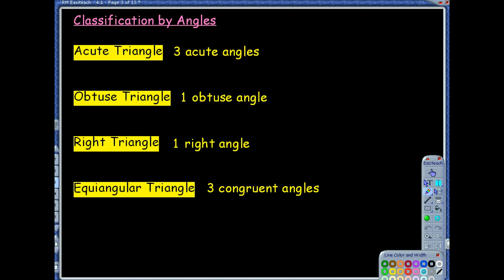Now, the other type of classification, this is classifying triangles. We can classify by angles as well. Notice there are 4 ways we can do that. The first one is an acute triangle, which basically means that all 3 angles have to be acute.